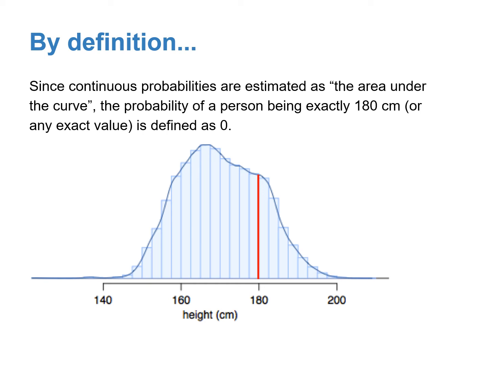And this is really because if we think about this, there's an uncountably infinite number of possible values for height. And so the chance that we're going to have any one in particular is going to be 1 over this uncountably infinite number. And so we think of that as going to 0.